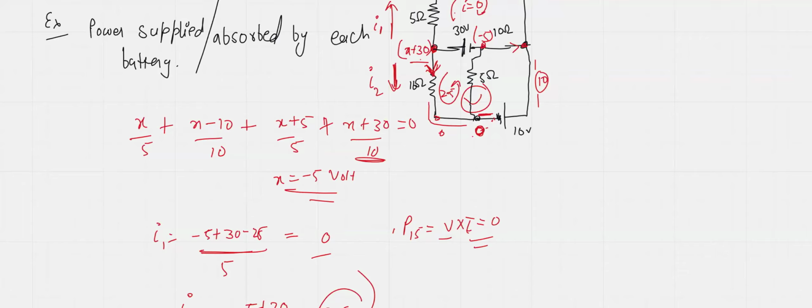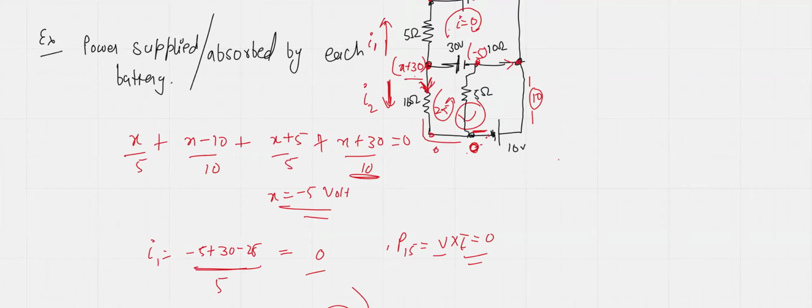Okay. And what's the next part? Is anything else left now? I have only calculated for the two parts and yet to calculate the other part. How much is the current coming out of this place? That is minus 5 minus 10. Right.